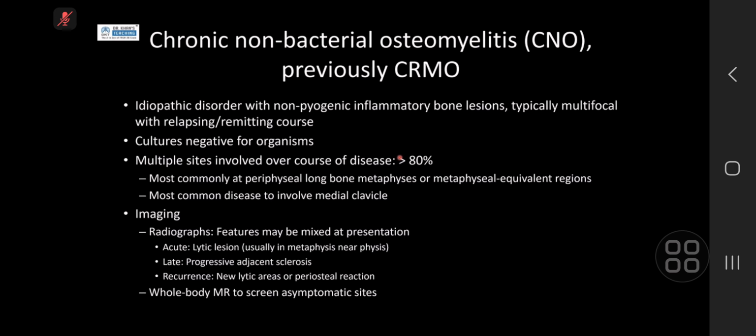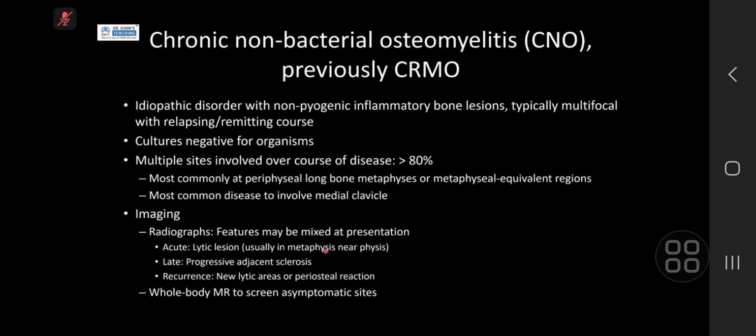It is more common if you are at higher risk, if you do have some underlying inflammatory disease. So good for your question of is there any underlying JIA. You get multiple sites involved, and I said earlier, long bone metaphyses or metaphysis equivalents, and it's the most common disease to involve your medial clavicle. In the adults, you think of SAPHO, which comes with pustulosis and skin changes as well.